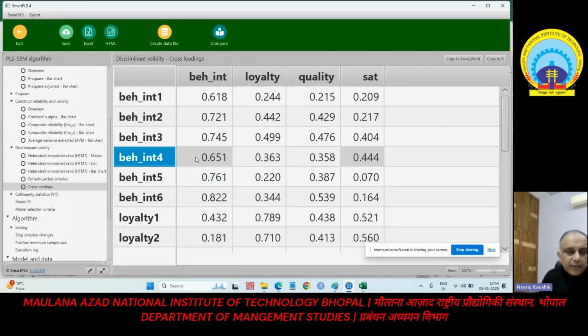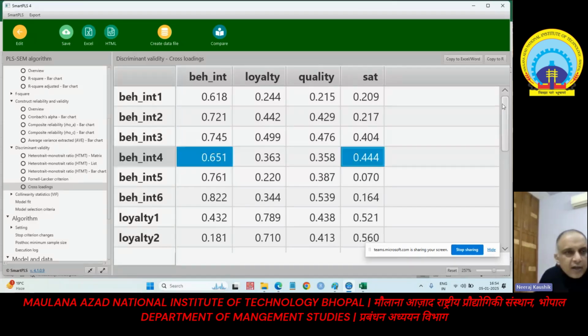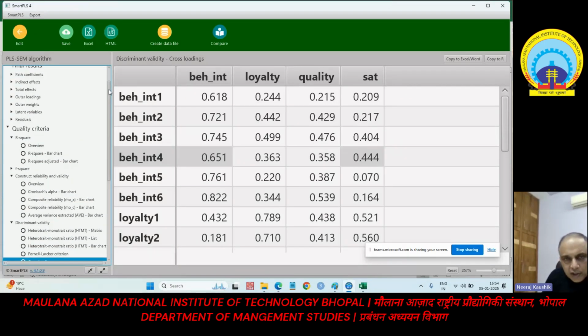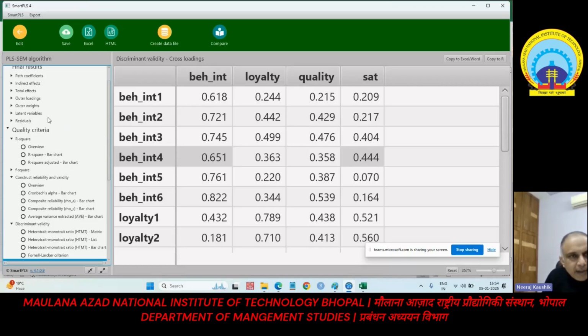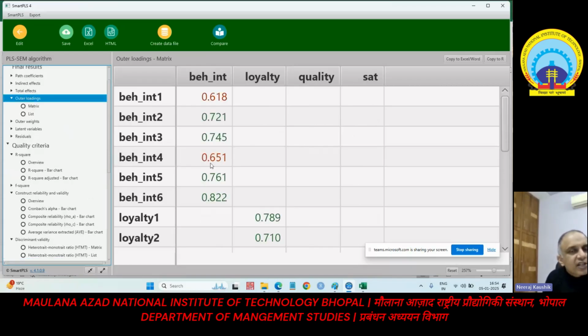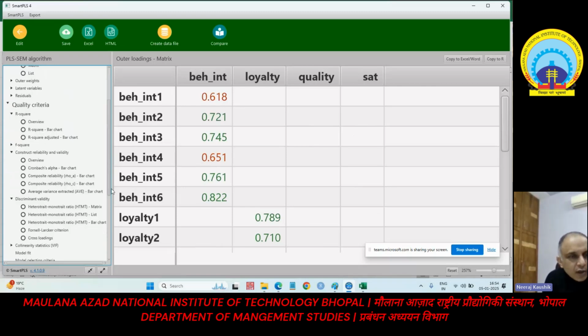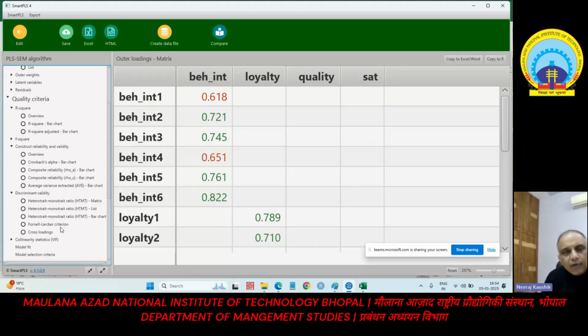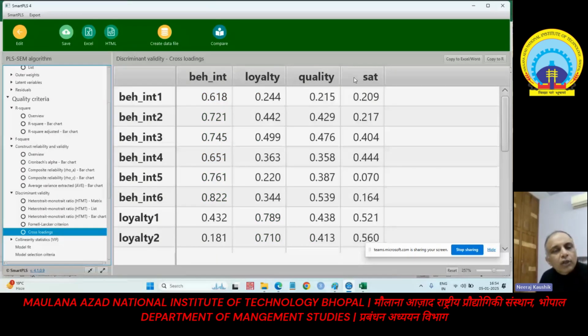Cross-loading will tell. See, this same cross-loading becomes the outer loading table. If you just remove the others, loyalty, etc., it will become like this. This becomes the outer loading. So basically the table is that of cross-loading. Cross-loading says the correlation of everyone with everyone, all the items with all the constructs. A construct should have high correlation with its own items and low with the other items. Every item should have higher correlation with its construct than with other constructs.